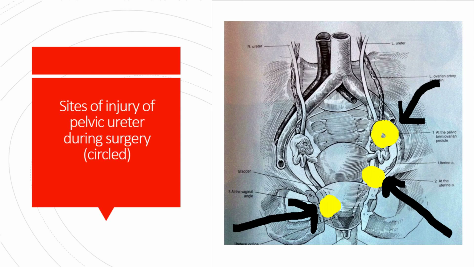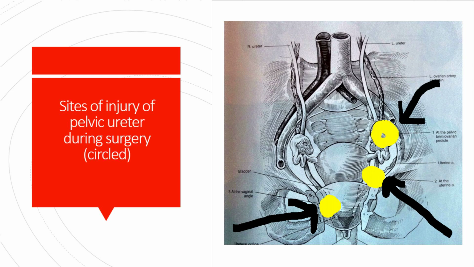80–90% of ureteral injuries occur in the pelvic segment of the ureter, closest to the bladder. The pelvic segment of the ureter is highlighted in this image. Maintain meticulous surgical technique and generous exposure.